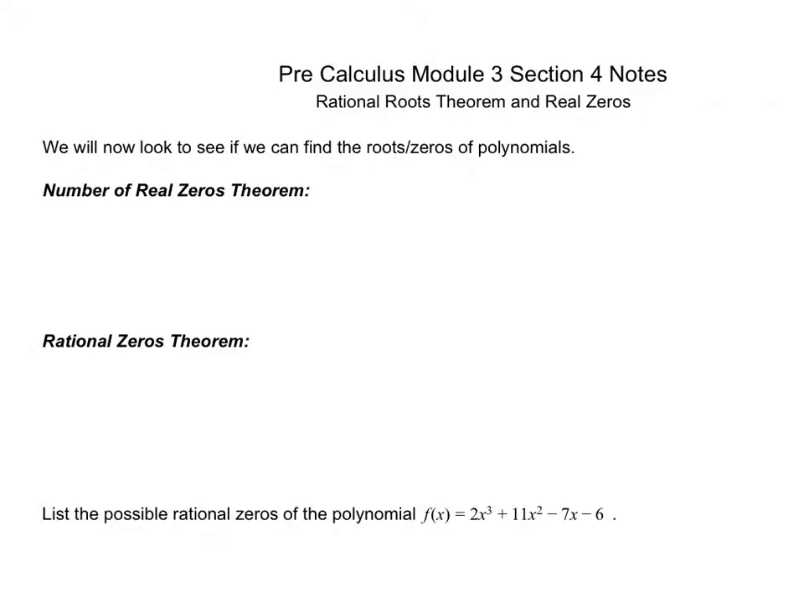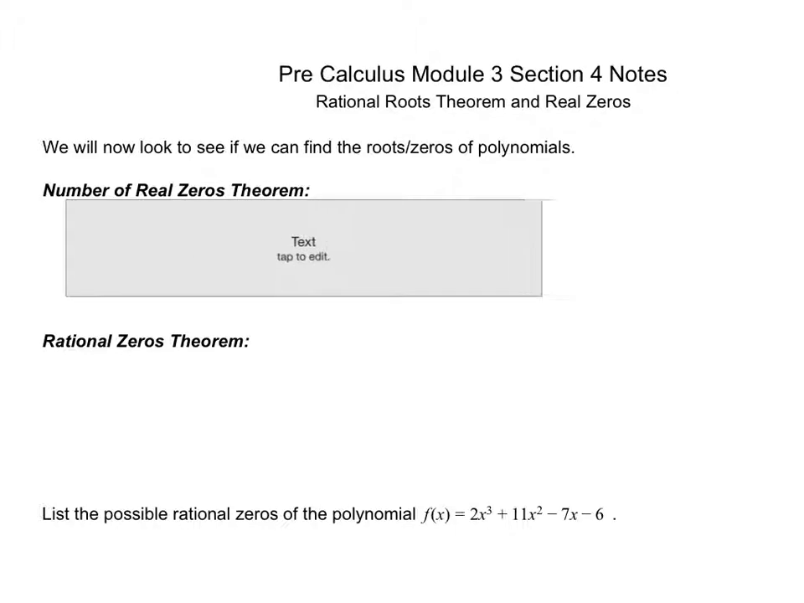In section 4, we're going to talk about the rational roots theorem and real zeros. So we're going to see if we can find the roots and zeros of our polynomials. This includes real zeros and any complex zeros we may have. So the first thing we're talking about is the number of real zeros theorem.